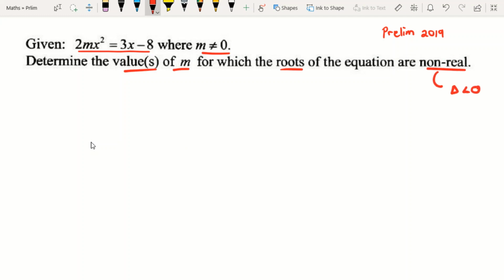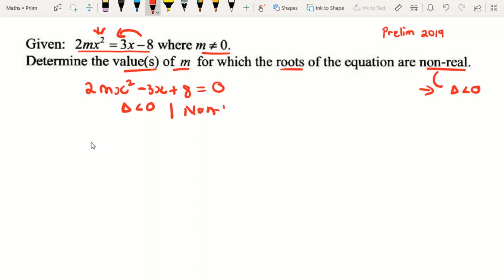To determine the roots, we first need to write this down in standard form. So it's 2mx squared, we transpose everything to the other side, we have minus 3x plus 8 is equal to 0. Remember the discriminant is less than 0. Why? Because we're talking of non-real roots, right? And the discriminant is b squared minus 4ac, which is less than 0.